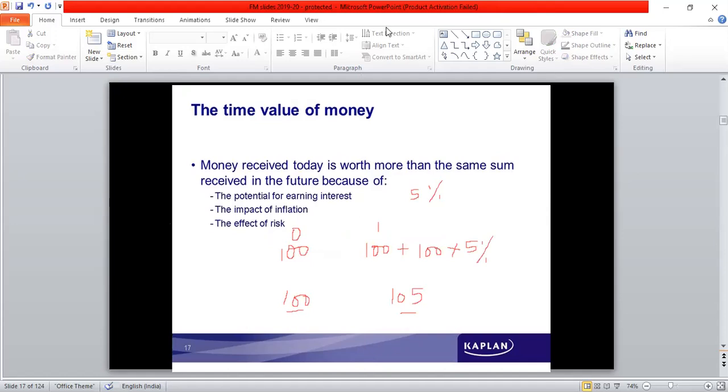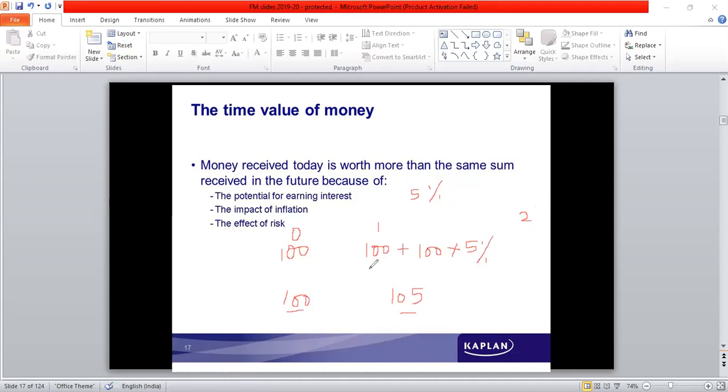So if it is at the end of 1 year, we see that it will be calculated as 100 plus 100 into 5%. What if it is second year? One more time interest will be calculated. 100 plus 100 into 5 percent plus 100 into 5%. So 100 into 5%, here it is only one time, here it will be two times.